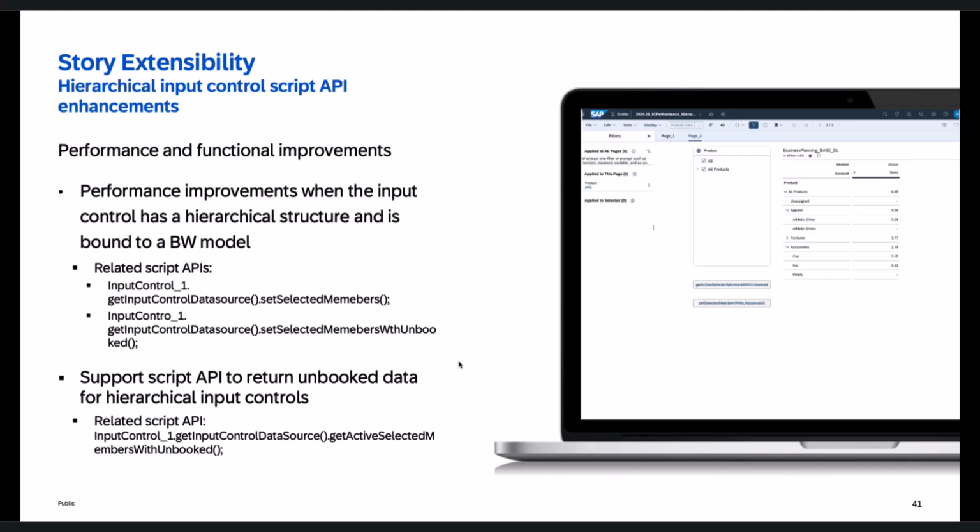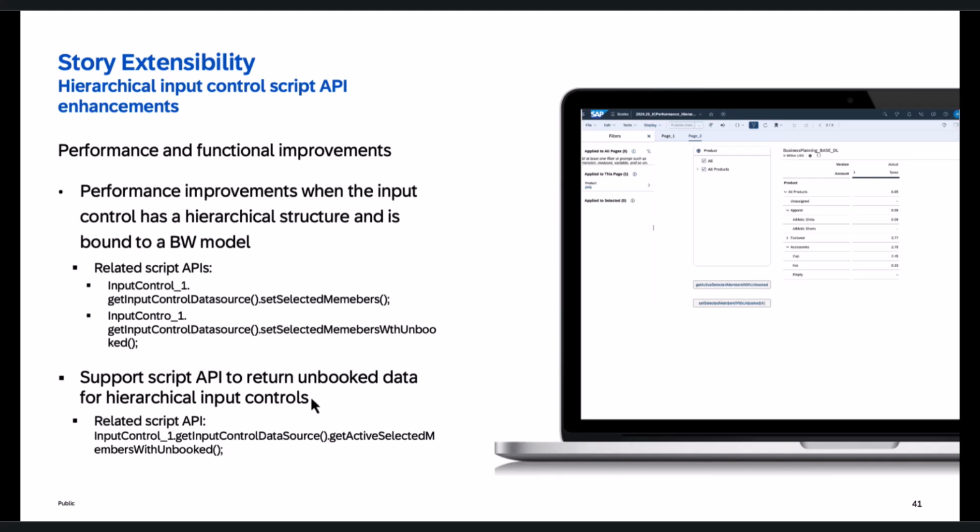And we also have additional improvements for the input control. We have done performance and functional improvements. We have performance improvements when the input control has a hierarchical structure and is bound to a BW model. The related Script APIs are InputControl.setSelectedMembers and InputControl.setSelectedMembersWithUnbooked data. For these two APIs, we have performance improvements if the input control is bound to a BW model and has a hierarchical structure.